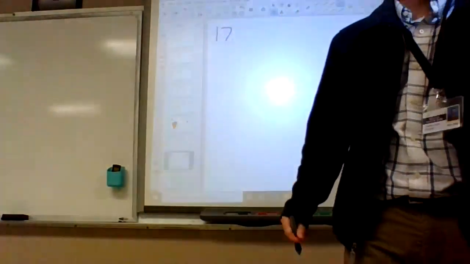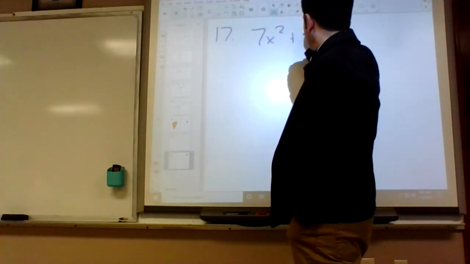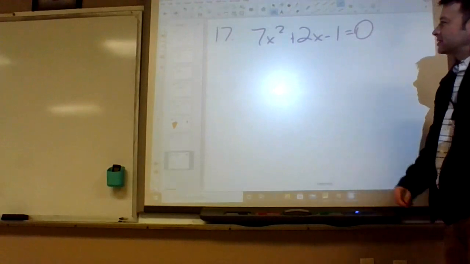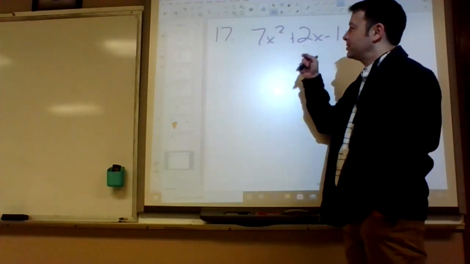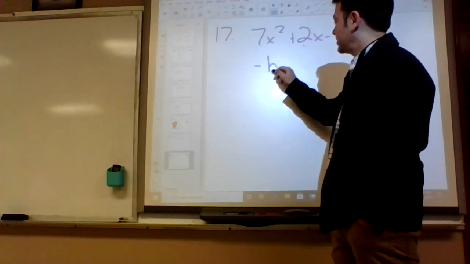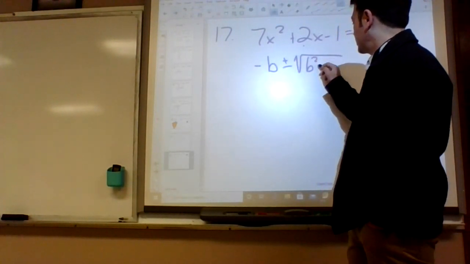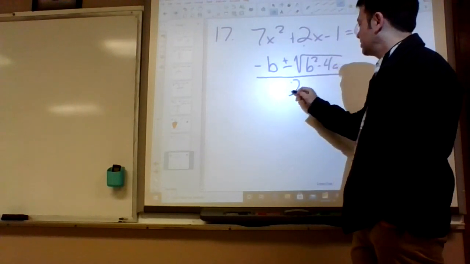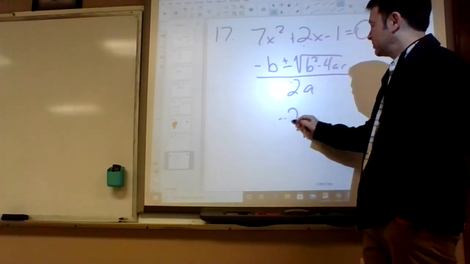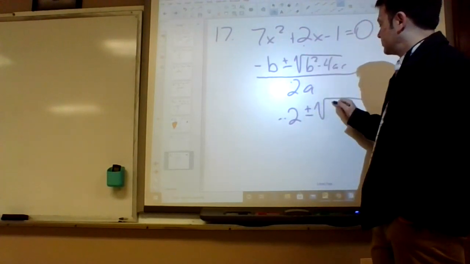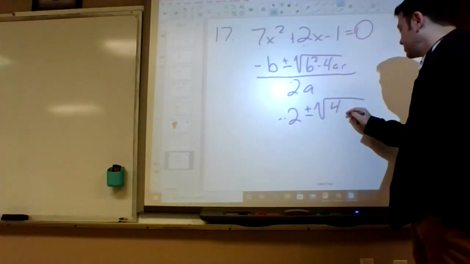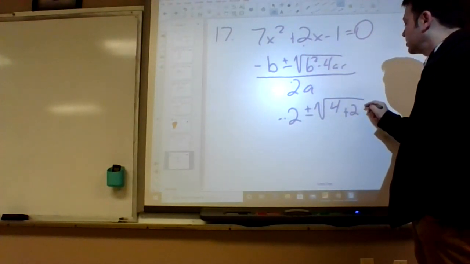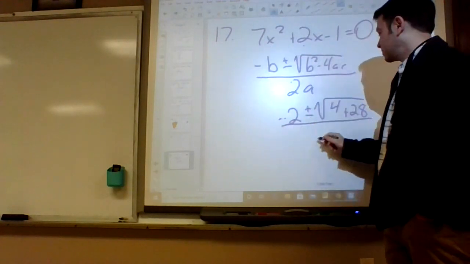7x squared plus 2x minus 1. Okay, factoring, yeah. If you think about it, factoring is not going to work. Factors of 7, factors of 1, not going to get you a 2 out of that. So yeah, quadratic formula is correct. Negative b plus or minus the square root of b squared minus 4ac over 2a. Negative b is -2. B squared is 4. Minus 4 times 7 times -1. Positive 28. Over 2a, 14.